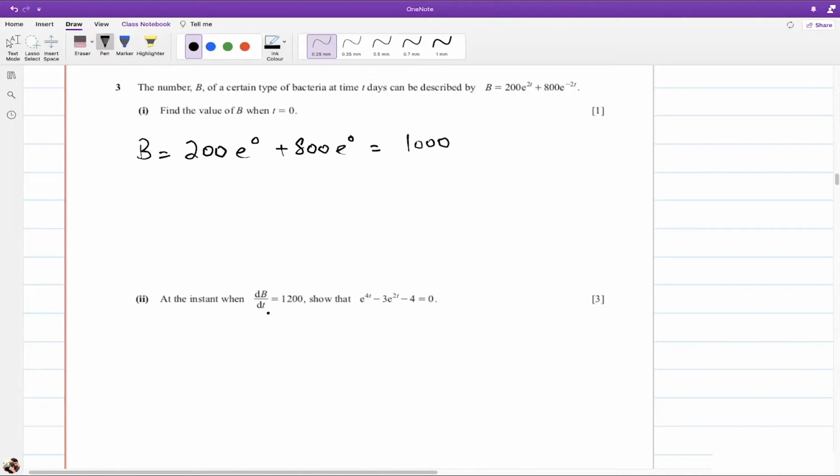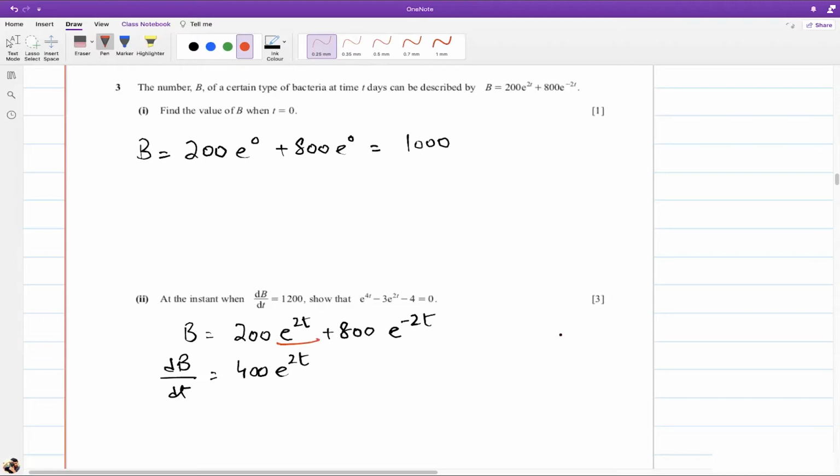They're saying when dB by dt is 1200, basically the rate of growth of these bacteria, when that rate is 1200, show that this is equal to 0. All right, so let me just copy the equation here. I do dB by dt, which leaves me with 400 e power 2t. How did I do that? Basically, for exponentials, this is your function. Its derivative is going to be the same function again, times the derivative of the power, which is just 2.